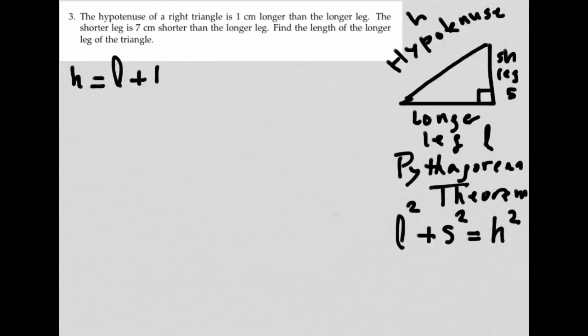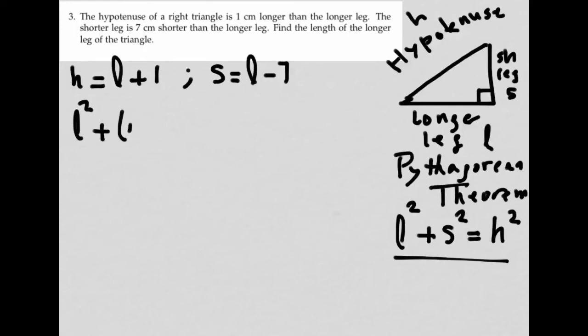Second statement says that the shorter leg is 7 centimeters shorter than the longer leg. So this tells us that S is L minus 7. We have everything in terms of L, so let's use the Pythagorean theorem to solve for L. So we have L squared plus S squared, which we can replace with L minus 7 squared, and that's equal to H squared, which we can replace with L plus 1 squared.